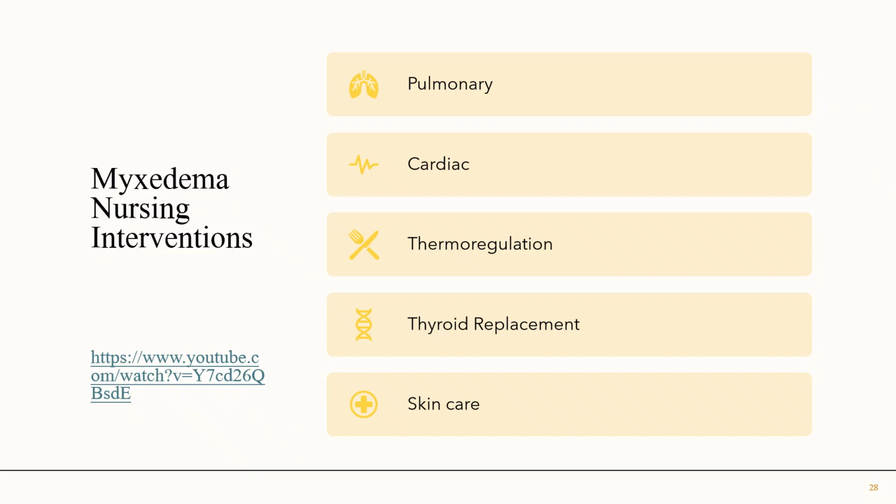Dry, flaky, fragile skin is protected with gentle cleaning, emollients, and frequent repositioning. Constipation is managed proactively with fiber and hydration when tolerated. Enemas should be avoided when possible.